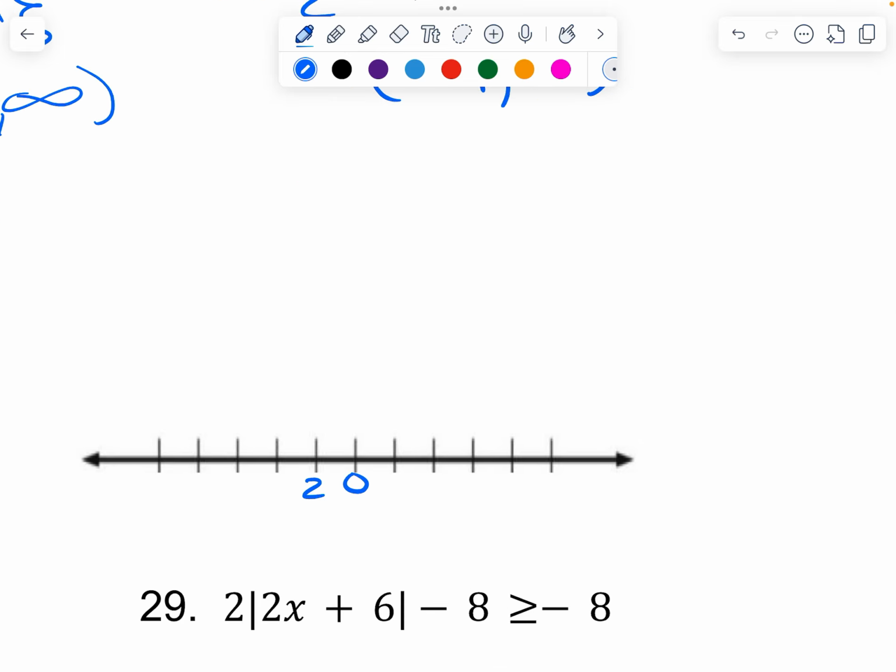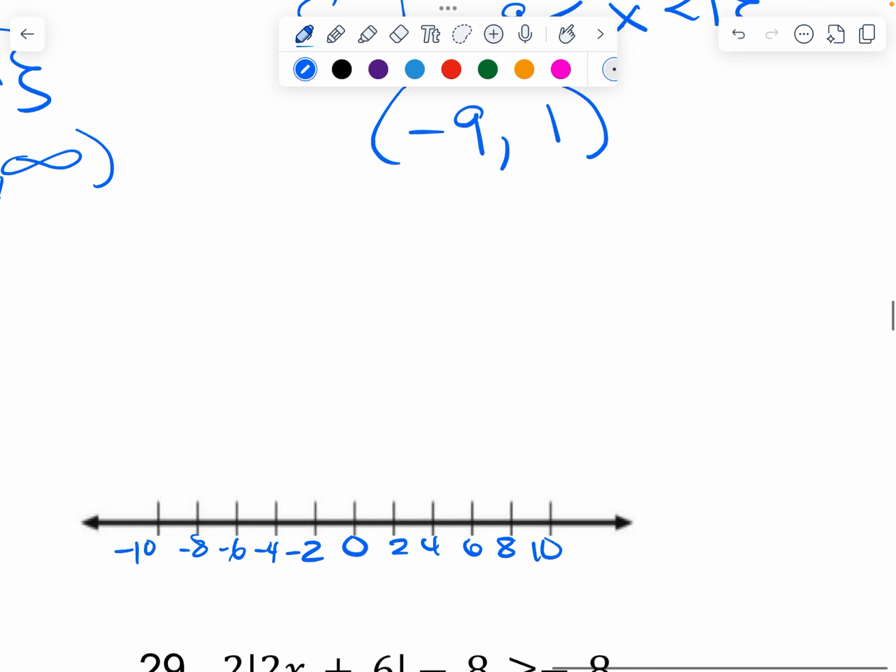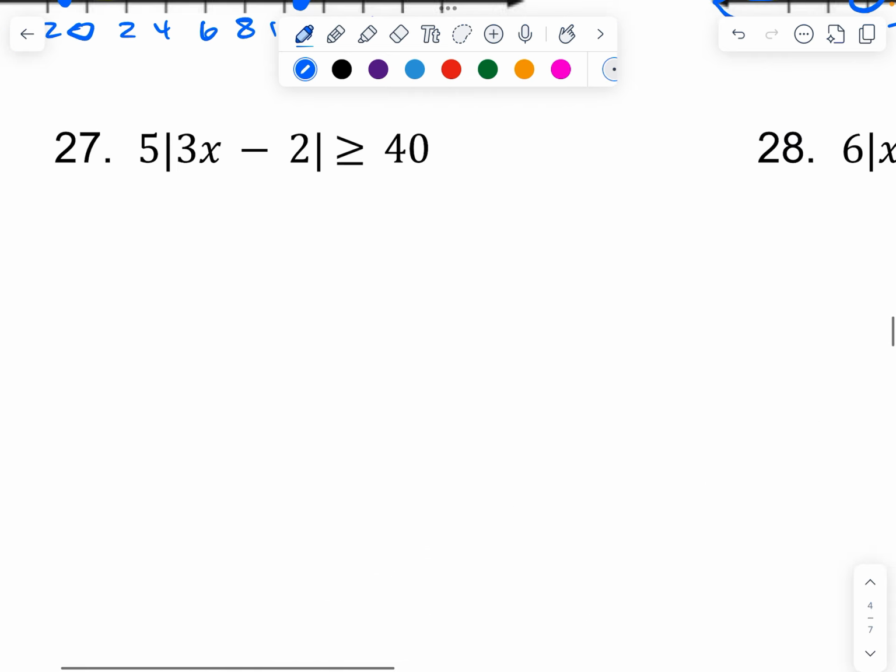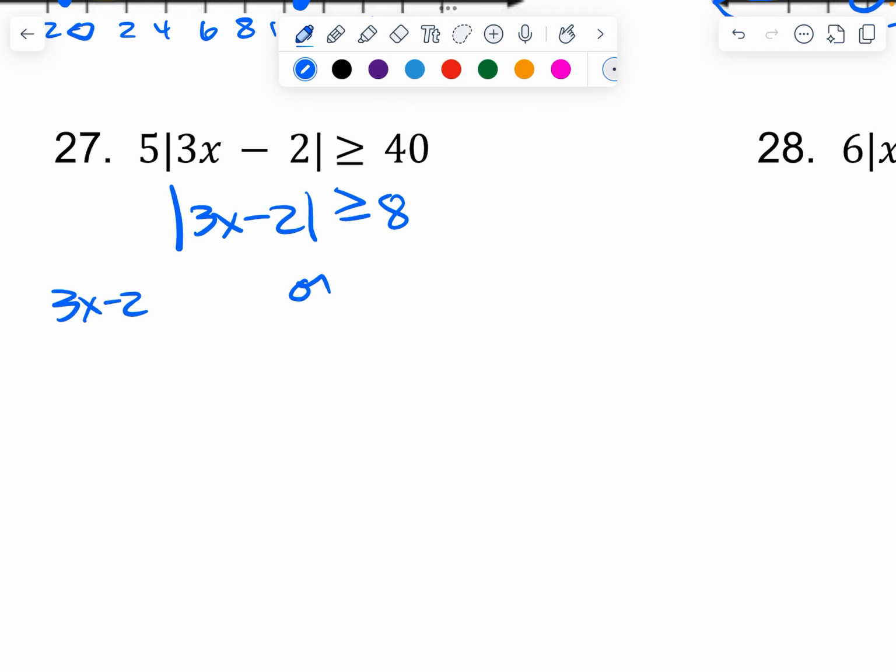Zero, 2, negative 2, negative 4, negative 6, negative 10, 2, 4, 6, 8, 10. It goes from negative 9 to positive 1, and all the stuff in between. Divide by 5. Greater than or equal to 8. So 3x minus 2 is greater than or equal to 8.